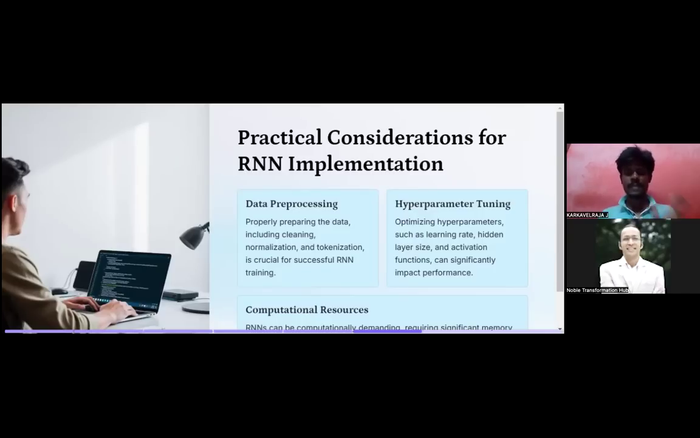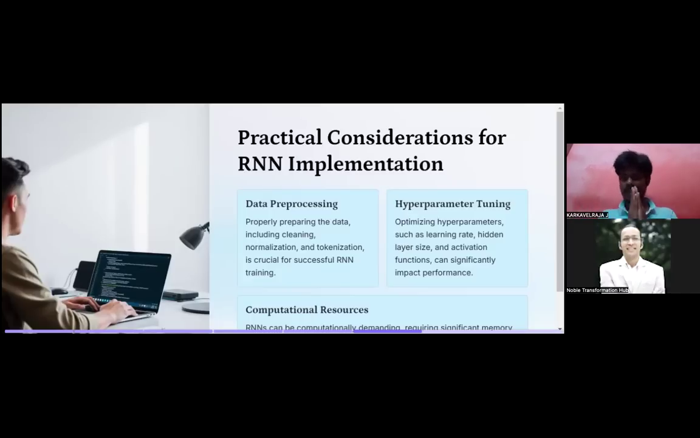Hyperparameter tuning: optimizing hyperparameters such as learning rate, hidden layer size, and activation function can significantly impact the performance. Not only for RNN, all kinds of algorithms have their own hyperparameters. For example, we have learned about random forest, which is a combination of different decision trees. We need to specify how many decision trees we need in the random forest. By tweaking that value, we can make the random forest model's accuracy higher. That is the hyperparameter for random forest.